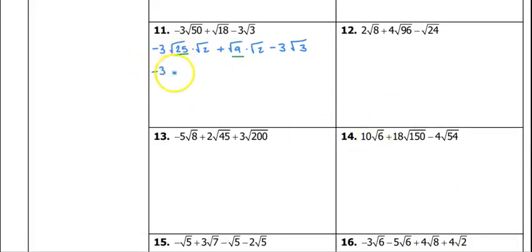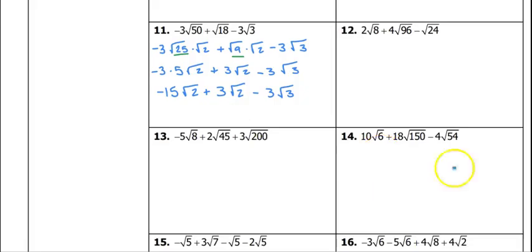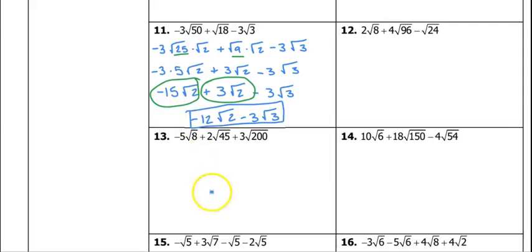All right, so this is now negative 3 times 5 square root 2 plus 3 square root 2 minus 3 square root 3. Okay, negative 3 times 5 is negative 15. And I'm just copying the rest. Okay, now what are my like terms? The things that have the same root. So negative 15 square root 2 plus 3 square root 2. All right, negative 15 plus 3 is negative 12 square root 2. And then minus 3 square root 3 because there's nothing I can do with that. And that would be my simplified answer.